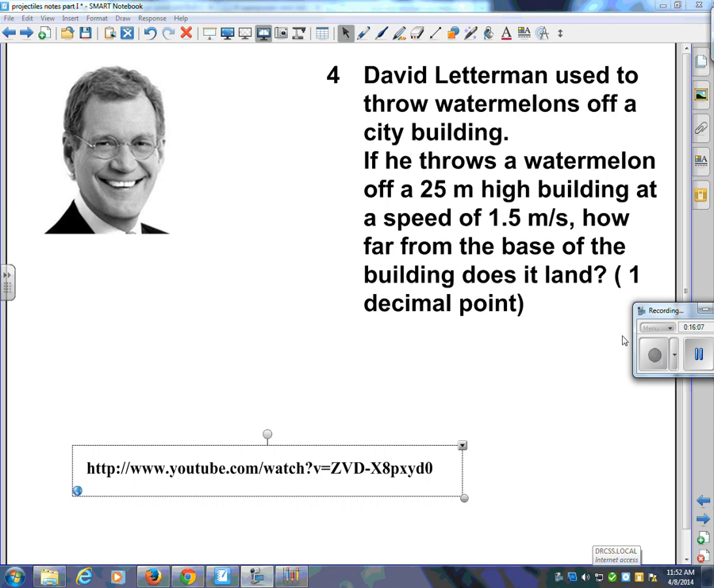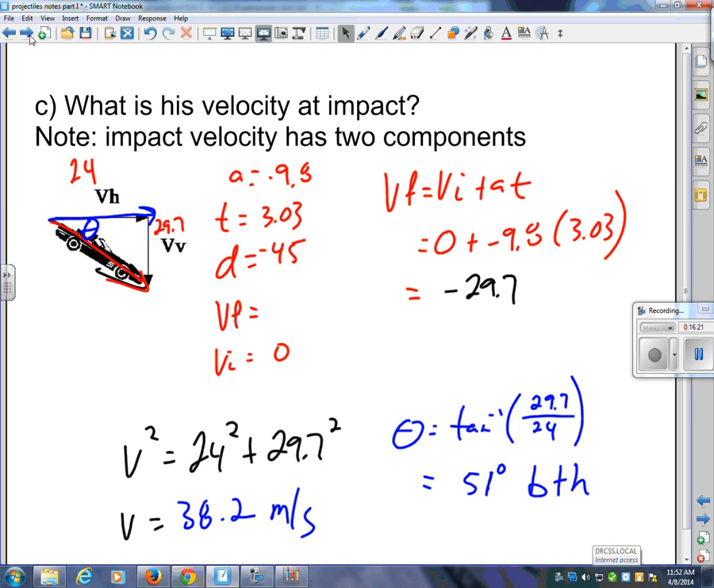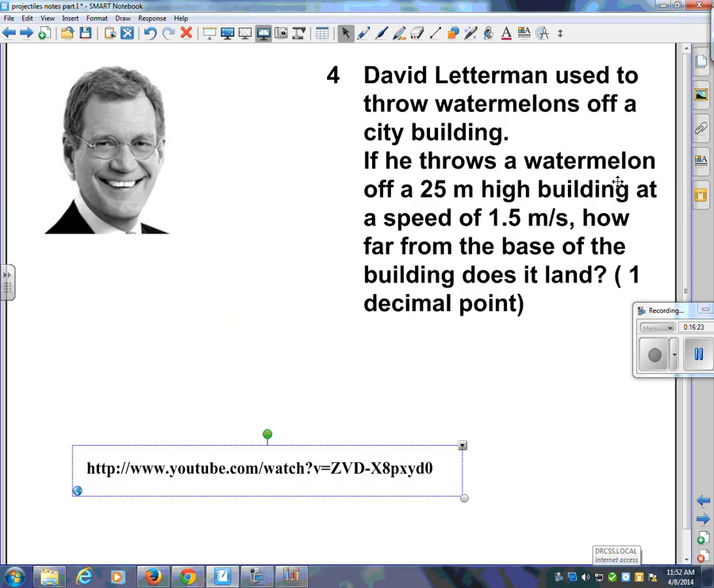If he throws a watermelon off a 25-meter high building at a speed of 1.5 meters per second, how far from the base of the building will it land? Based on these three parts that I just showed you, it's almost exactly the same, except it's a watermelon. Tell me how far from the base of the building it will land. You have to type it in, and you have to round correctly to 1 decimal point.